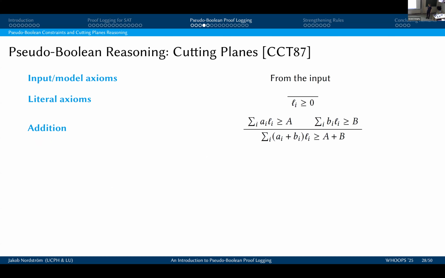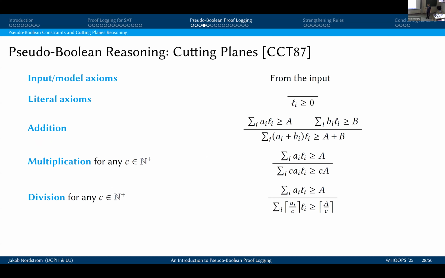Our proof system takes the input and encodes it to 0-1 integer linear inequalities, and we know that all literals, variables and negated variables, are non-negative. We know that if we have 2 linear inequalities, we can add them, we can multiply them by a positive number, and we can divide by any positive integer and round up. This is also known as a Chvátal-Gomory cut.